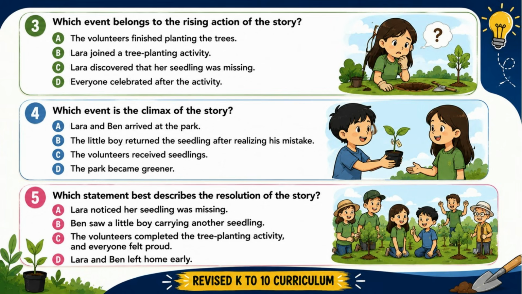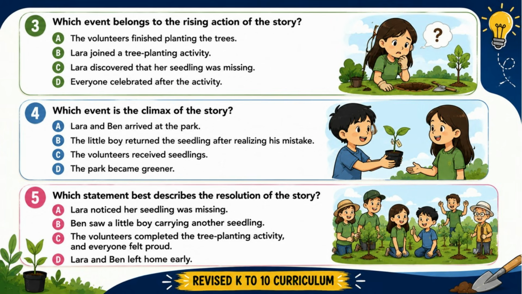Number 4. Which event is the climax of the story? A. Lara and Ben arrived at the park. B. The little boy returned the seedling after realizing his mistake. C. The volunteers received seedlings. D. The park became greener.